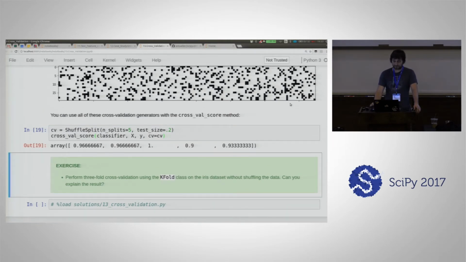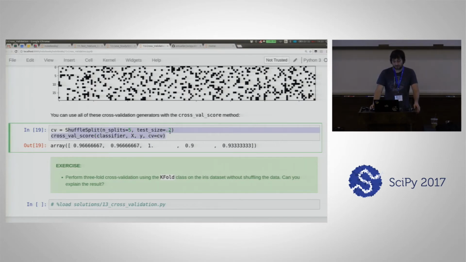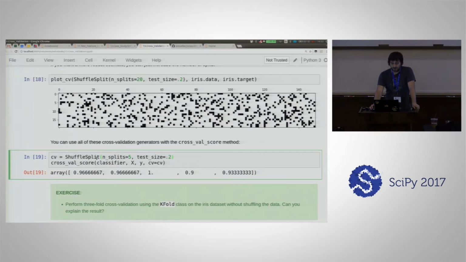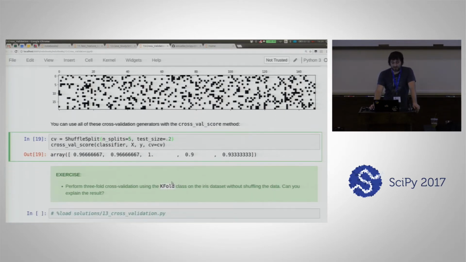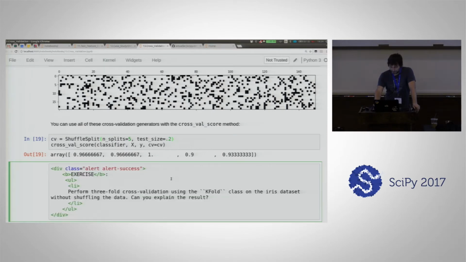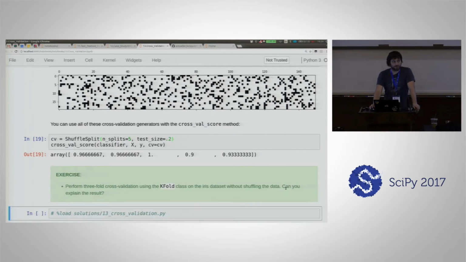And maybe just as a very quick exercise, if you want to use any of these generators in cross-val score, you just need to instantiate the generator and give it as a CV argument. So the CV argument can either be a generator or an integer. As a quick exercise, you can use cross-validation on the iris data set, just a standard KFold cross-validation with 3 folds, and see what happens.